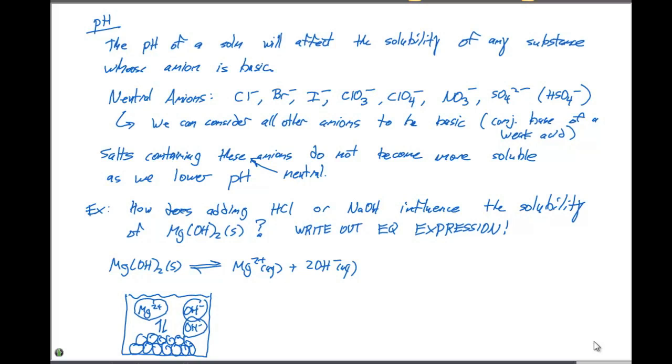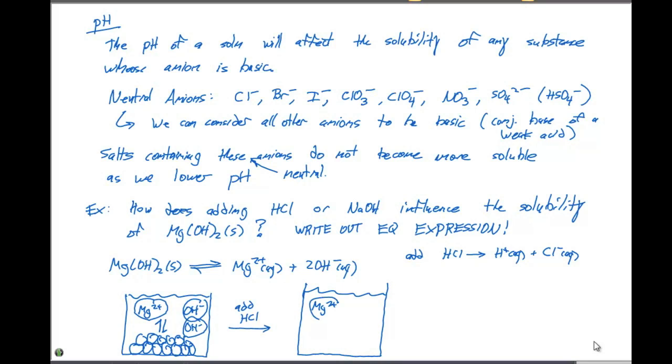If we add HCl, remember HCl is a strong acid, so in solution it's going to give us H+ ions plus Cl- ions. So if we add HCl, let's think about what happens in this particular case. We have this beaker that now has Mg2+ ions in solution. We have OH- ions in solution. We have H+ ions in solution. And we have Cl- ions in solution. Then we have our solid down here at the bottom of the test tube. And we have an equilibrium.